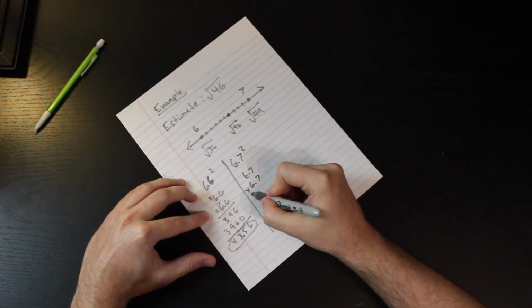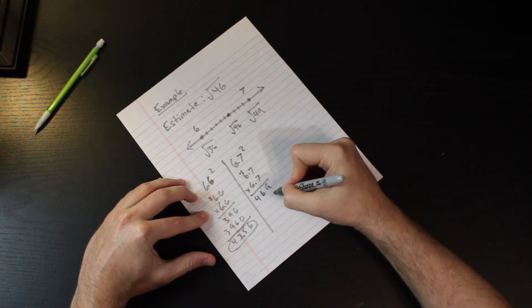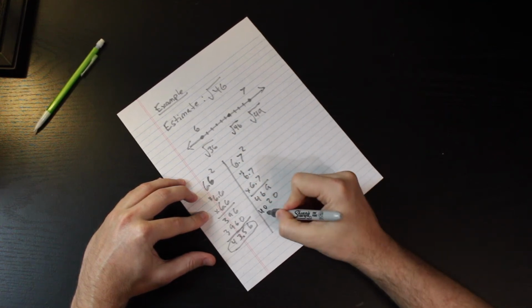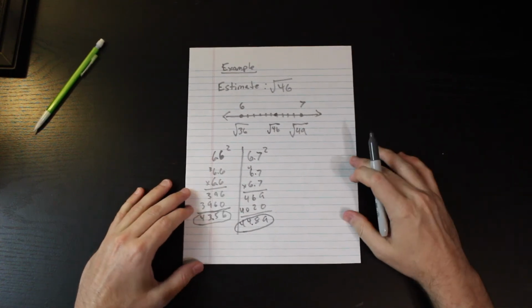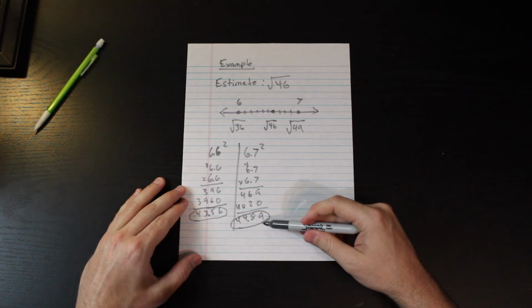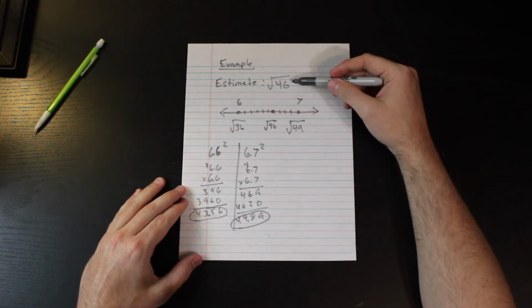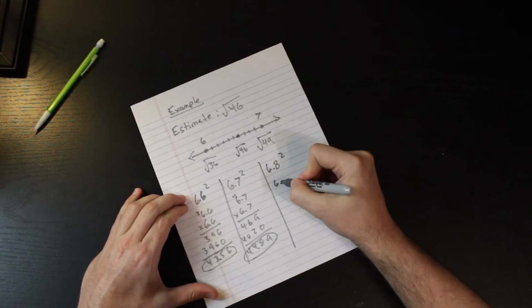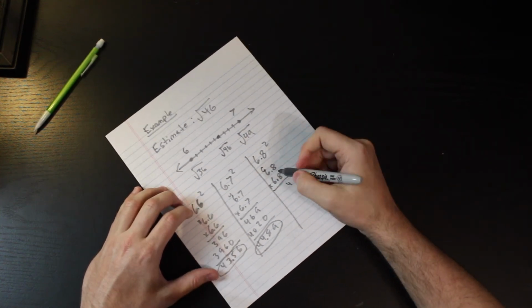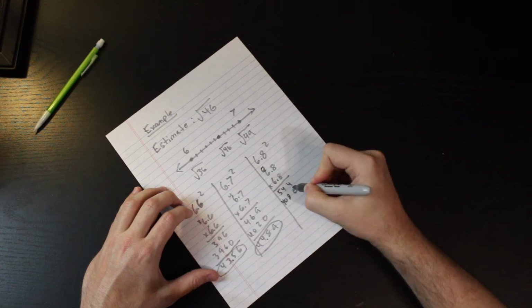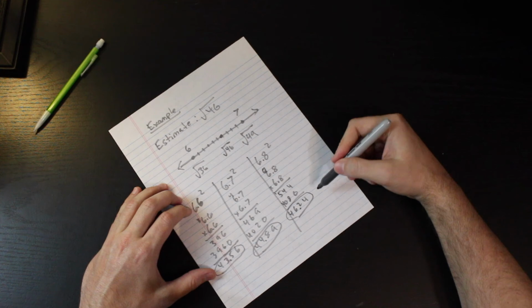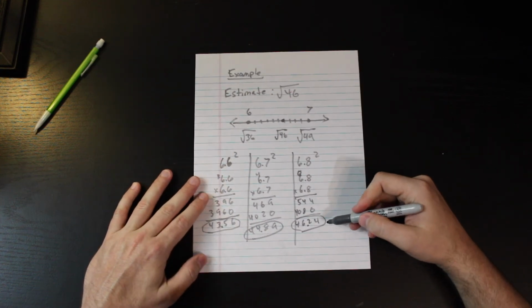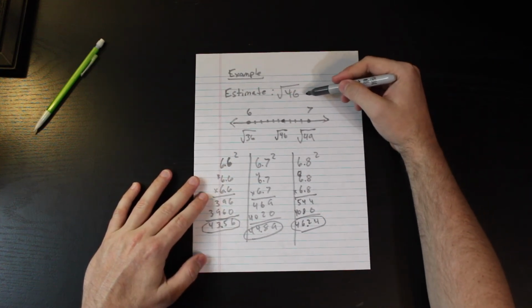6.7 squared is 6.7 times 6.7. That equals 44.89. That answer is also less than 46. So let's do this again and try 6.8. 6.8 squared is 46.24. That number is larger than 46.